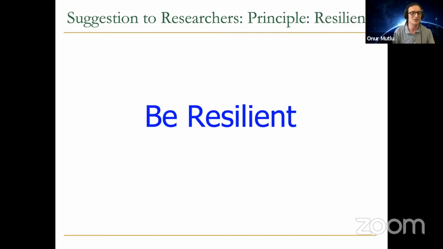And be resilient. Doing what I just suggested requires a lot of resilience, because you have to be resilient to be able to ignore some negativity, let's say, right?